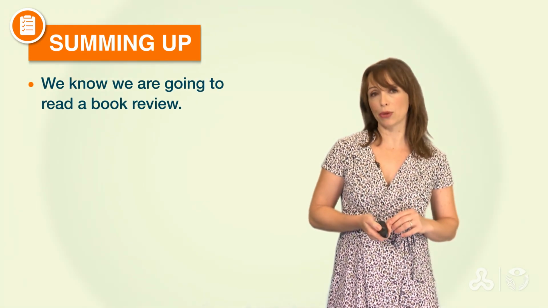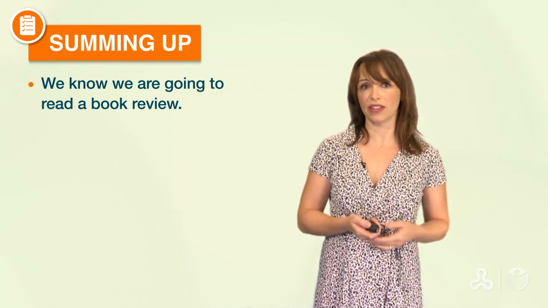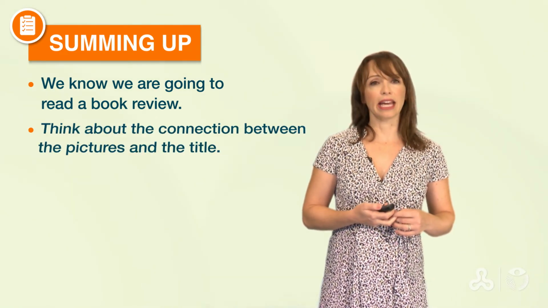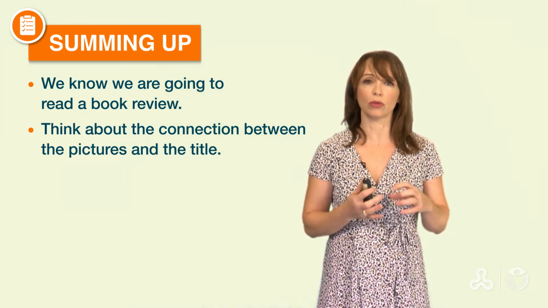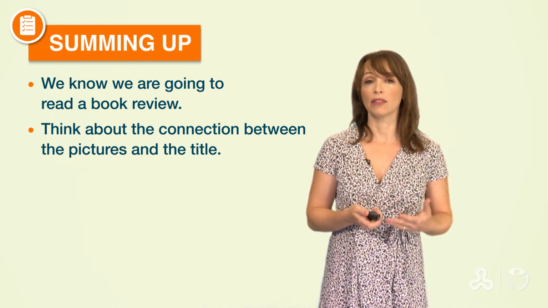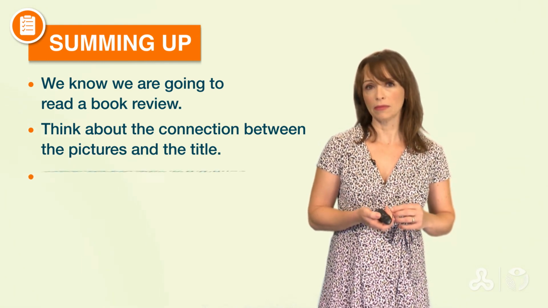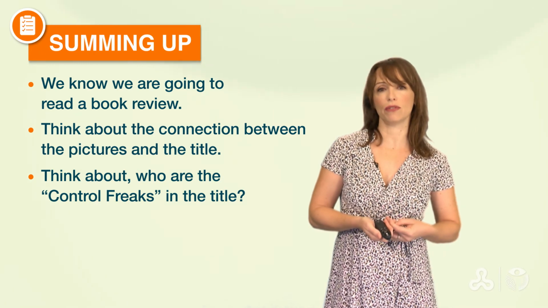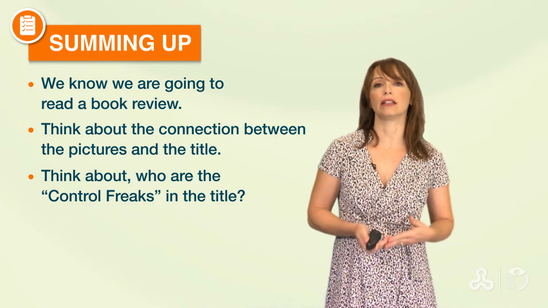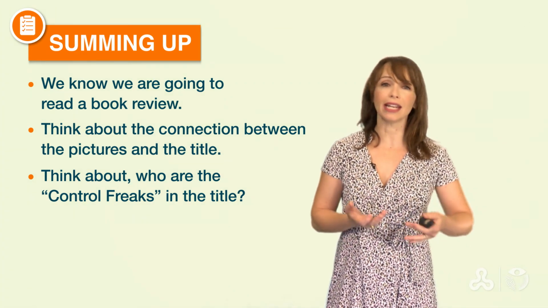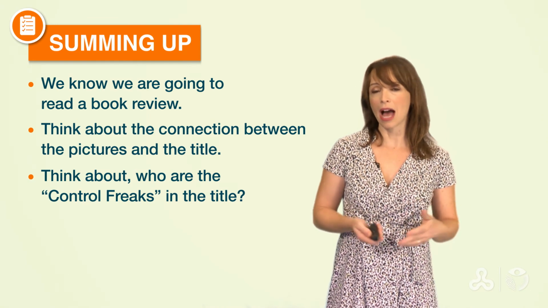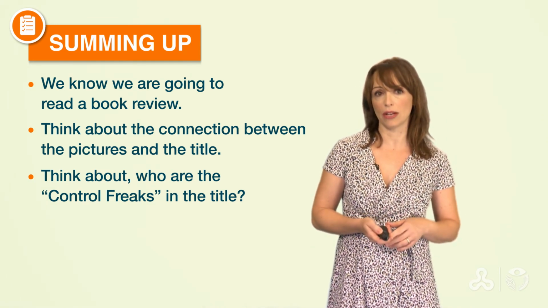Okay, so we're going to sum up our first lesson. So we know that we're going to be reading a book review. And again, think about the connection between the pictures and the title, and of course the topic of the text. And also we still have to ask ourselves, who are the control freaks in the title? Who are the control freaks mentioned in the title? Right now we don't have enough information to decide who or what is being discussed in our specific text.